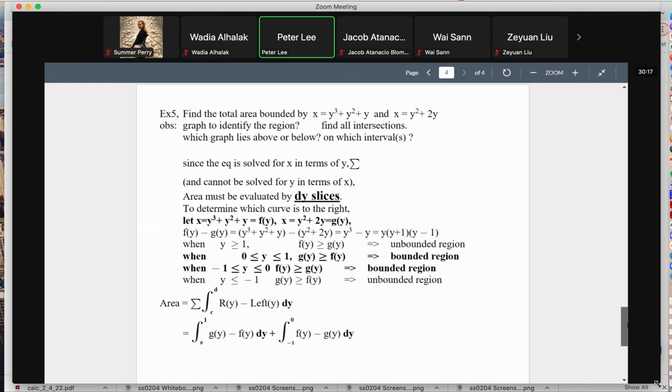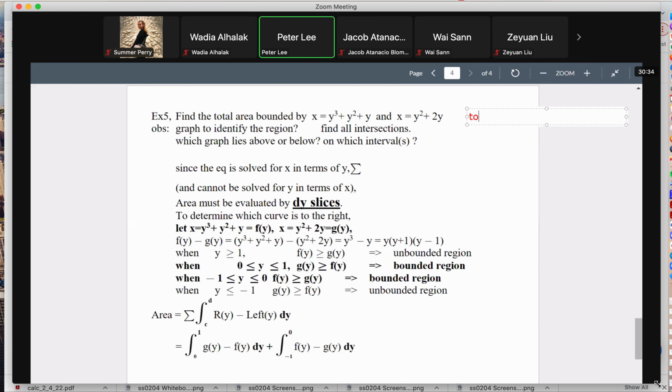Now let's look at example 5. Example 5 is now going to tell us which slicing direction is possible. So example 5 will now finally answer the question: to find this area, which slicing direction is possible?